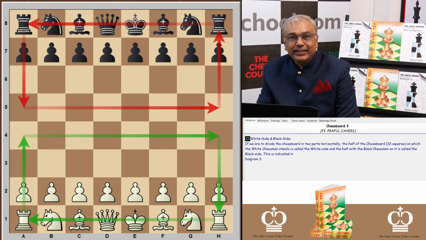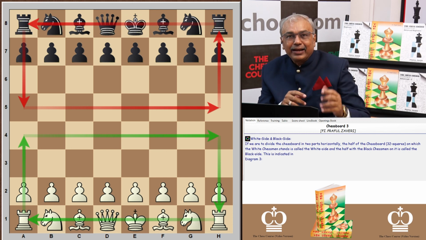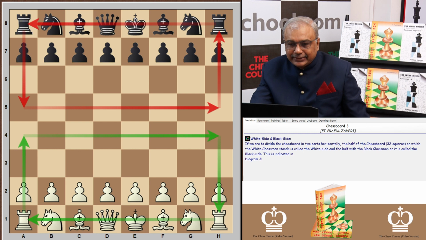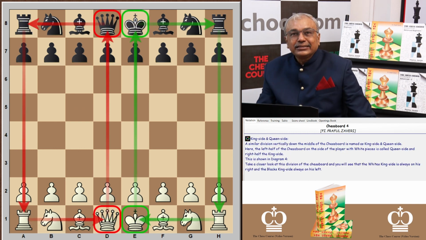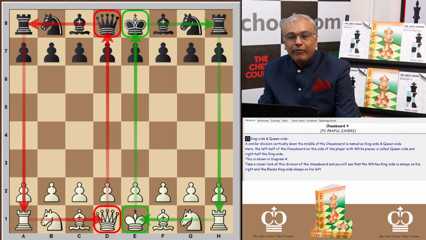So first we start with the white side and black side. If we divide the board in 2 parts horizontally, the half of the chessboard with 32 squares where the white player sits is referred to as white side, and the other half where the black sits is called the black side. And then a similar division vertically down the middle of the board is named as king side and queen side.